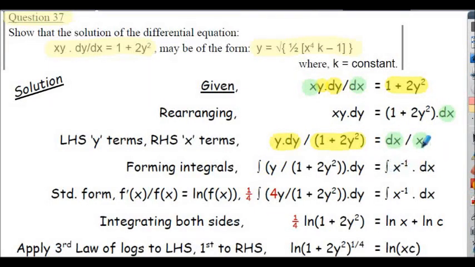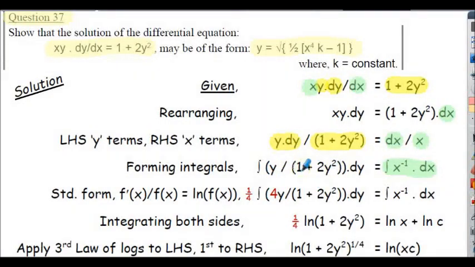On the right hand side I've simply brought the x to the top line here, so we have the integral of x to the negative 1 with respect to x, and that's a standard form in our tables. And on the left hand side we can actually make this into standard form using our function dash x divided by function of x integral.